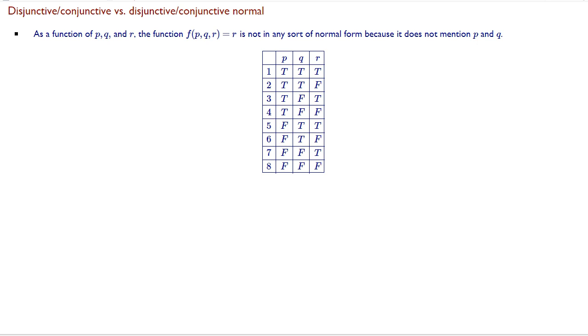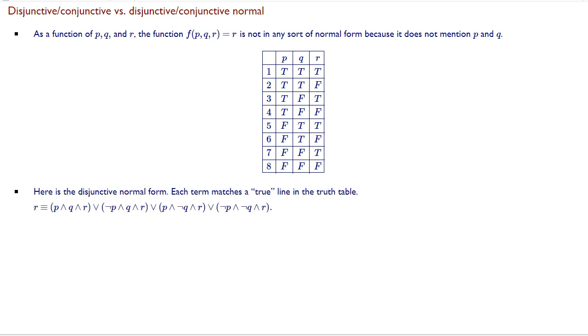Here's a simple function. F of P, Q, and R is equal to R. That's not in any sort of normal form because it never mentions P and Q, but we can fix that very easily. If I want to write it in disjunctive normal form, I just look at the 4 true lines and say this function is going to have the value true if P, Q, and R are all true, and then I combine the other 3 possibilities for P and Q with R.